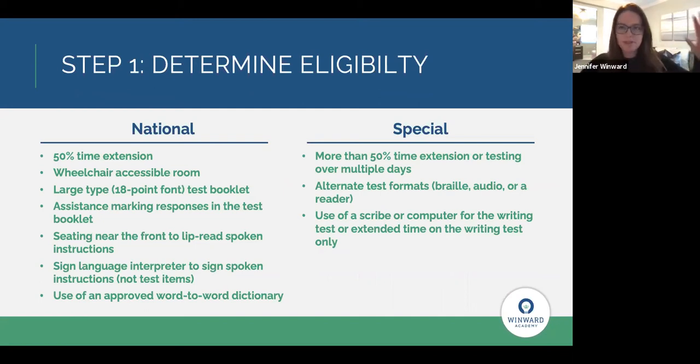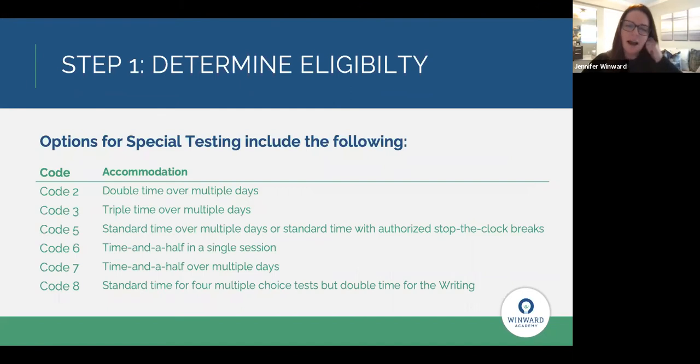So this is probably a lot of information right now. What I'm showing you next are kind of those special breakdowns for the types of accommodations that you can apply for. Now, I'd say that 99% of people only know about Code 6. They only know about time and a half in a single session. So again, you would end up taking it with kind of the national testing dates. You go to a random high school on a weekend, you take the test with extra time there.